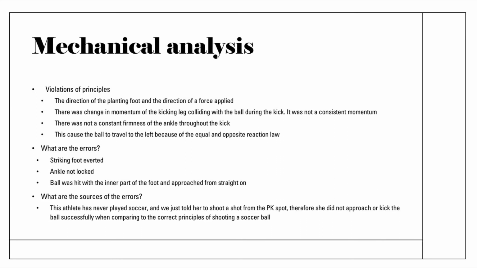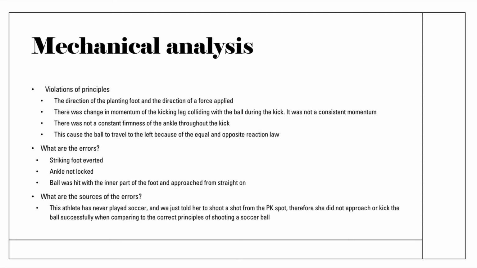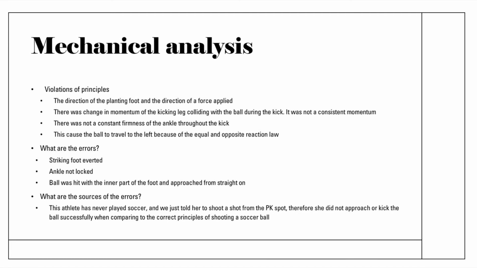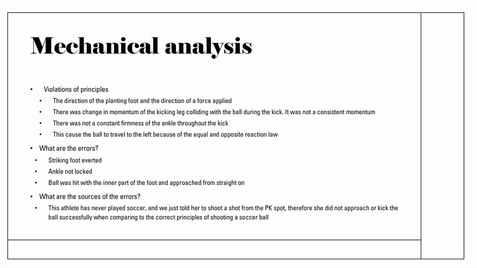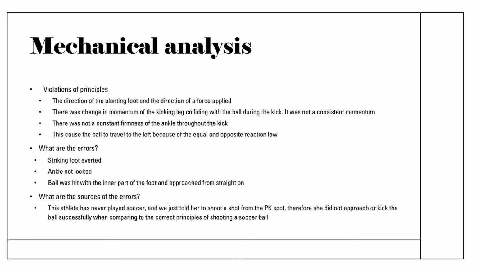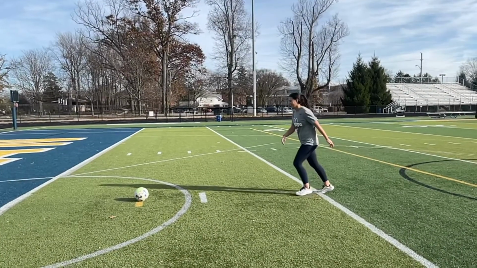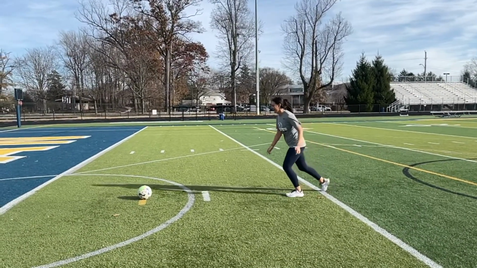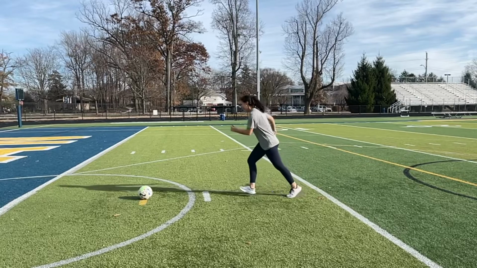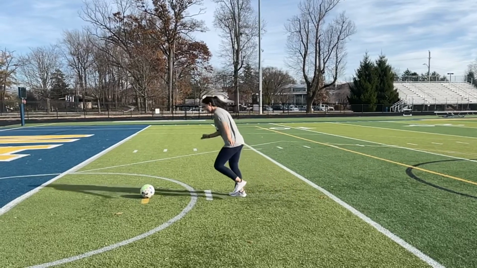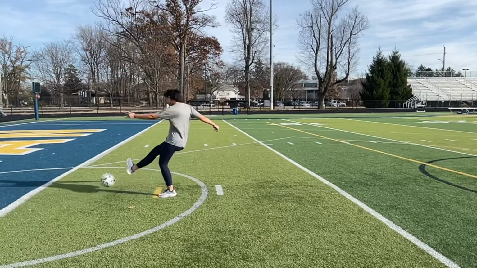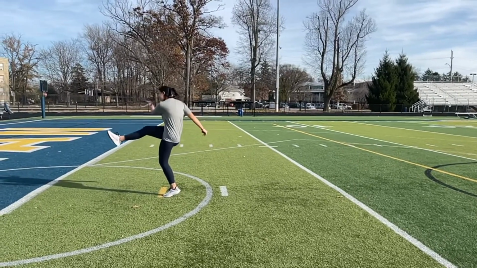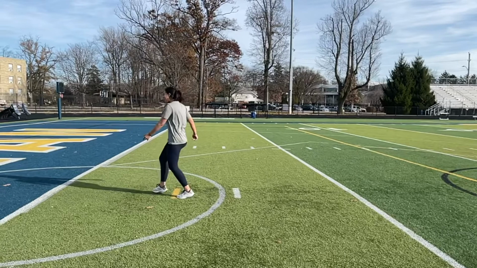Overall, the errors that were made in this video were that the striking foot was averted, the ankle was not kept locked, and the ball was hit with the inner part of the foot. The player also approached from straight on. The source of error was that the athlete has never played soccer. She was told to shoot a PK from the PK spot, and she did not approach or kick the ball successfully when compared to the correct principles of shooting a soccer ball.